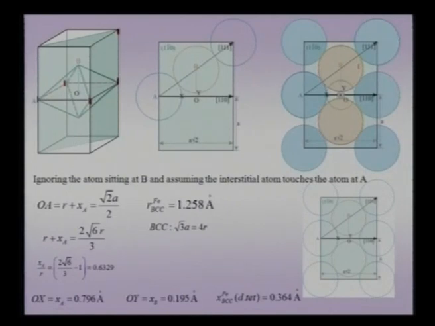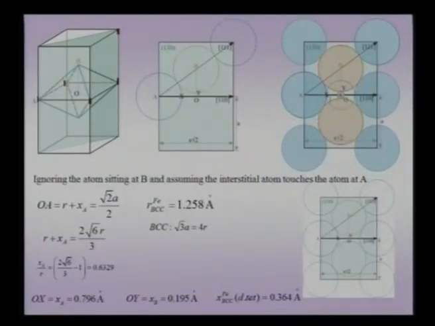octahedral hole. But again, I need to point out that these are simplified first level understanding, and a deeper understanding would come from a more detailed calculation, wherein you actually try to fit atoms of this and make an ab initio calculation of how that will affect the energy of the system. So, now let me try to calculate what is the size from O to X, and ignoring, of course, the atom sitting in B, and assuming the interstitial atom touches till the atom at A. So, this is what I will try to calculate.